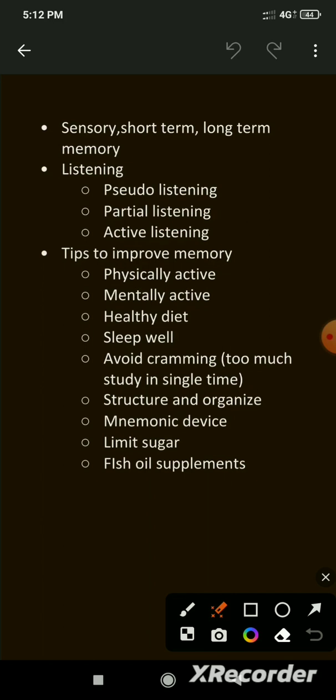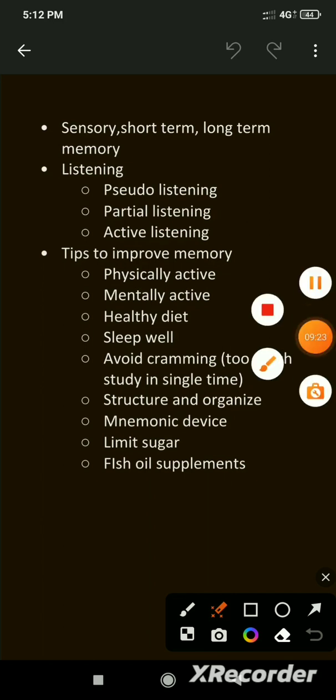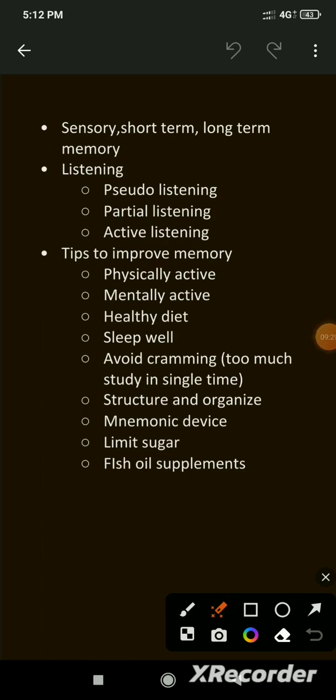And there are some tips to improve our memory. The first one is try to be physically active, like do some exercise, regular physical activity. That is really beneficial for brain health and our memory too. And stay mentally active, like engage in different activities or challenges for your brain, such as puzzles, reading, writing, or playing some musical instrument. Those kinds of activities are involved in mental activity.